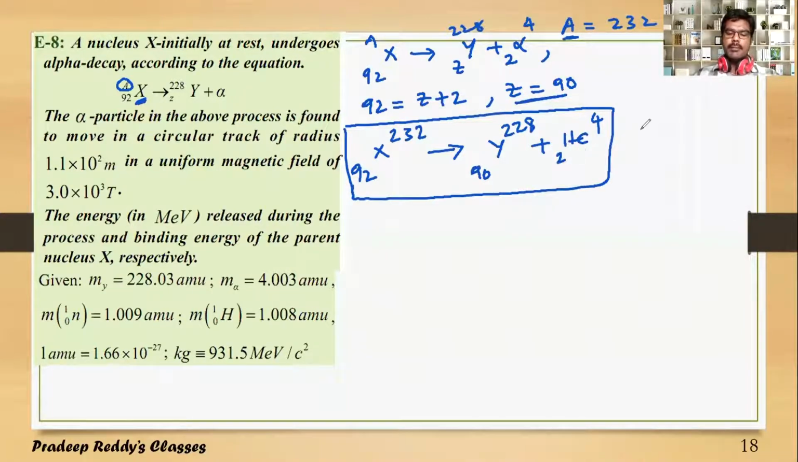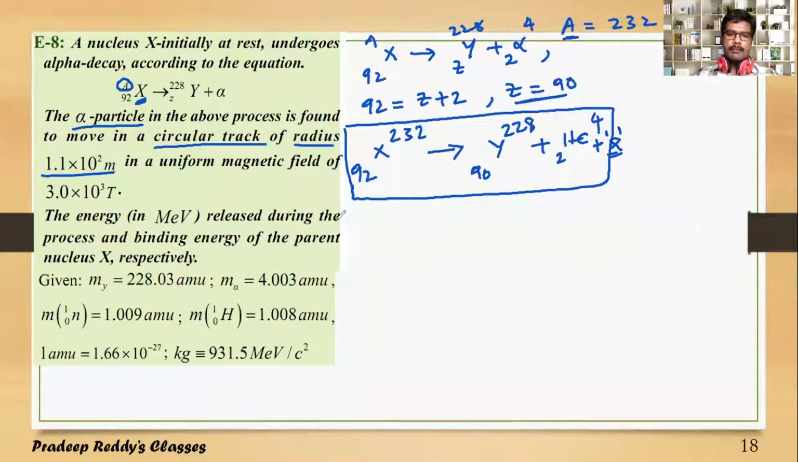And obviously there will be some kinetic energy released over here, like this alpha particle will not be at rest. It gains some kinetic energy. Along with that, the Y element also gains some kinetic energy, and there will be some Q value over here. You can include Q also. You can use the law of conservation of energy in this process, and of course it has been mentioned that the alpha particle in this process is moving in a circular track of this radius.